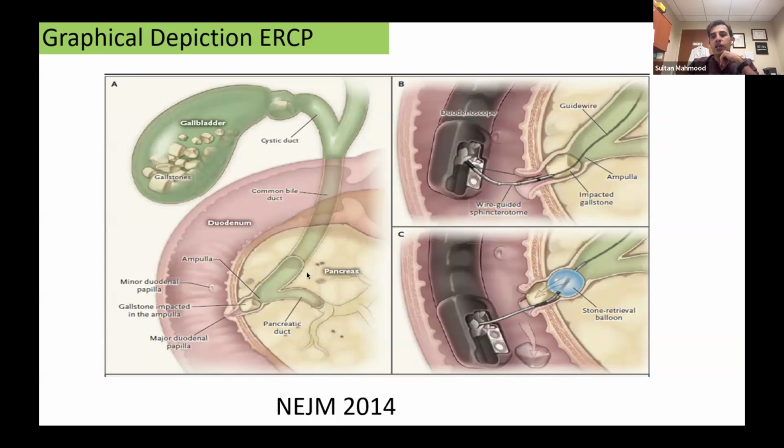So we'll get the scope right to the opening of the papilla, we'll pass our wire into the bile duct, and then over the wire, we can perform the sphincterotomy to open up the ampullary orifice. And once that is performed, we can use a balloon to pull out the stone. The ERCP procedure by itself does carry a risk of pancreatitis too, which is between 5 to 10%. So that is another reason that you should not be jumping into doing an ERCP unless you have a confirmation of a gallstone.